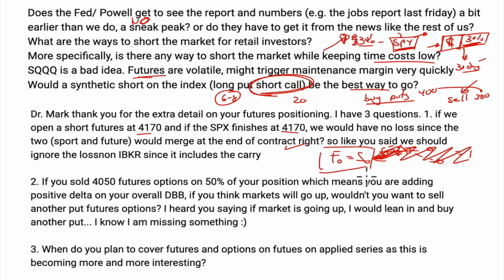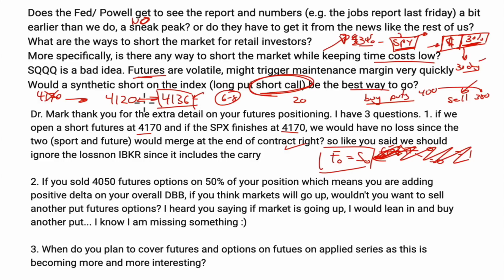Let's see. So, like you said, we should ignore the losses on IBKR since it includes the carry. Well, so I don't look at the price. I don't look at where the futures contract price is. So if my break even is 41.20 and SPX is at 41.36, even if the contract is 41.70, I ignore the 41.70. I look at this difference right here. So I'm not down 50 points, I'm only down 16 points, because if I continue to hold, this is the thing that it's going to converge to.